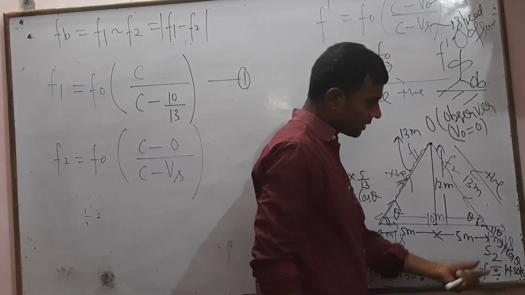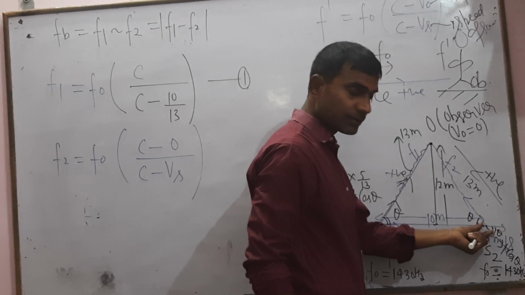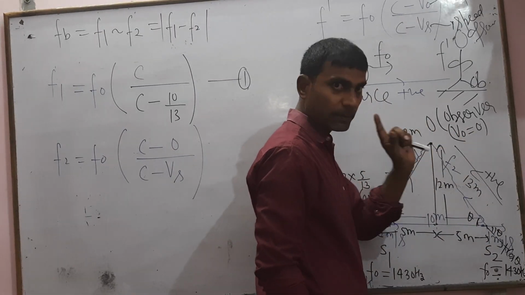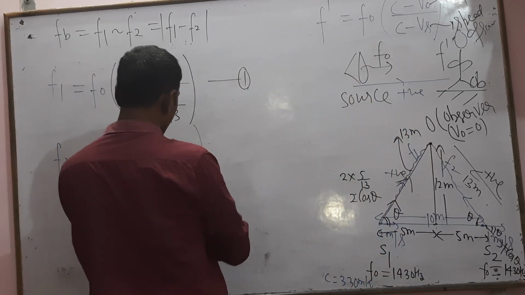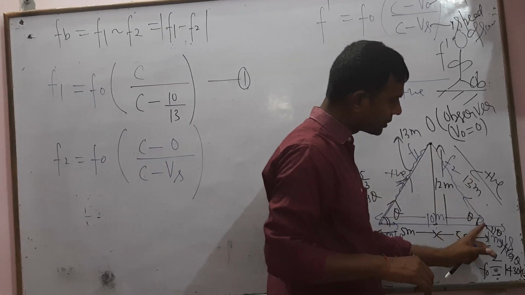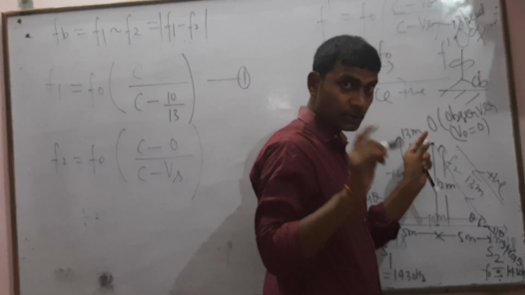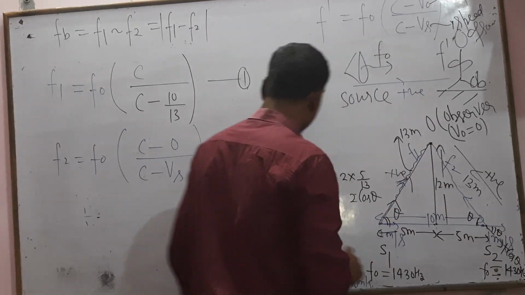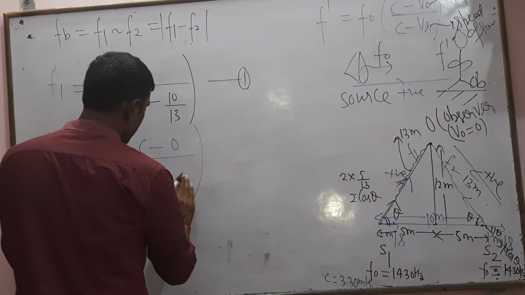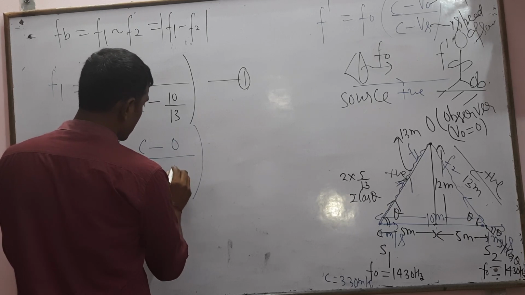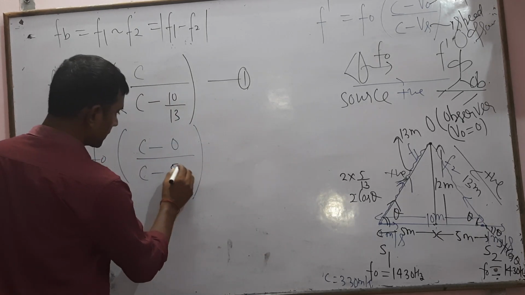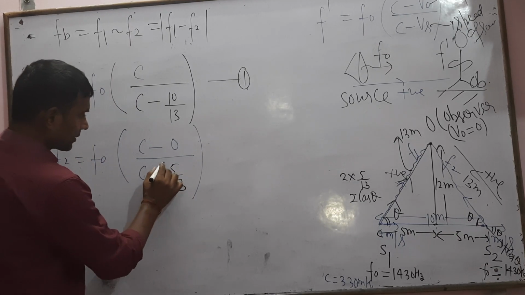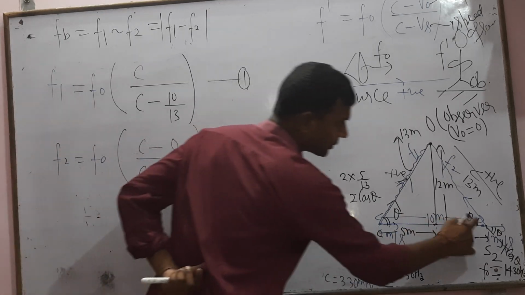But in this question, the velocity of the source is opposite to the positive direction. The velocity of the observer is 0, no problem. But the velocity of the source is opposite to the positive direction, so it is minus, not plus Vs. Vs equals 1 into cos theta, where cos theta equals 5 by 13. So minus 5 by 13, not plus, because this is opposite to the positive.